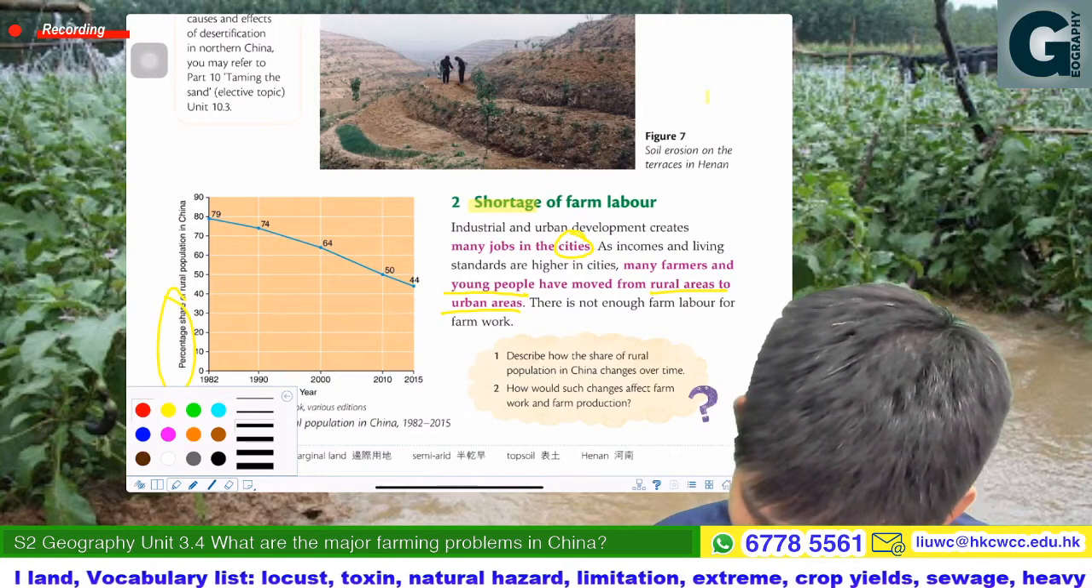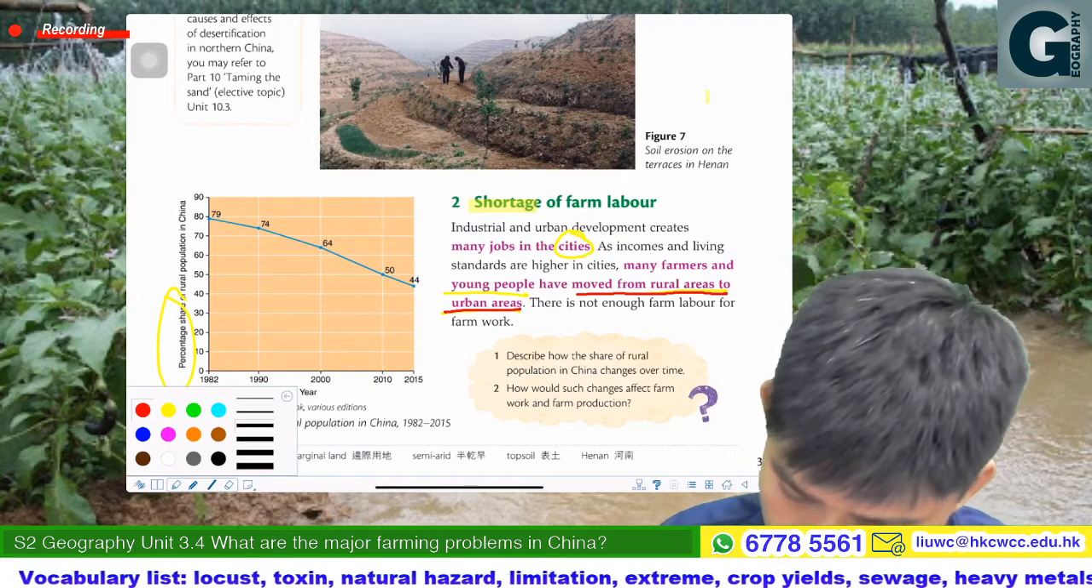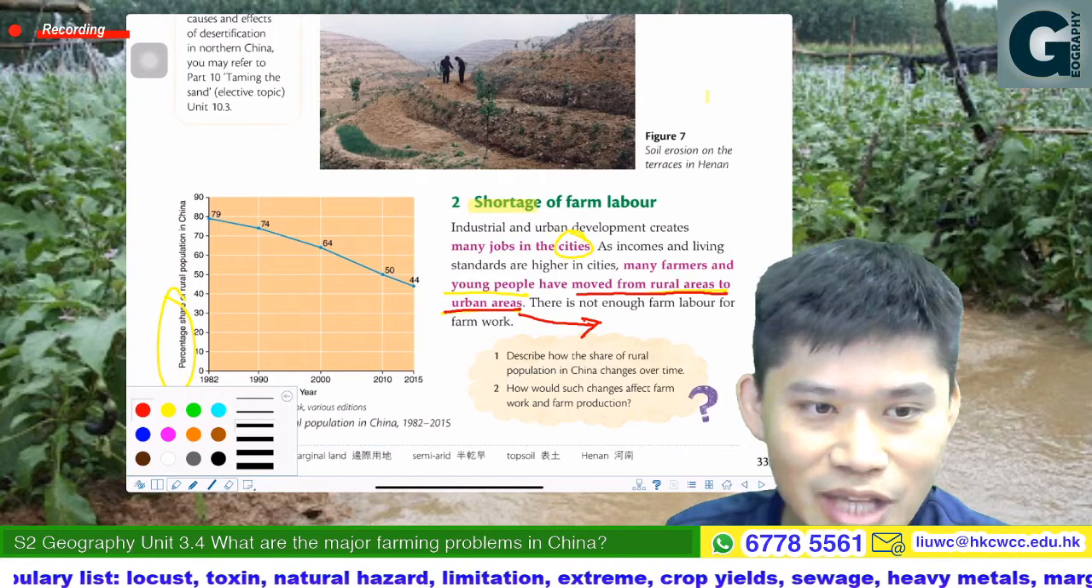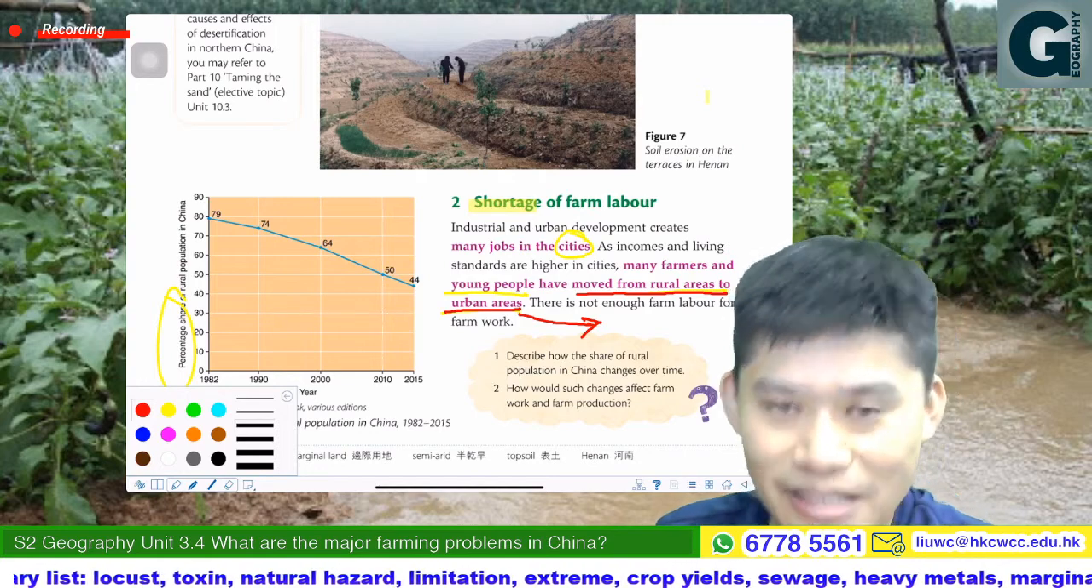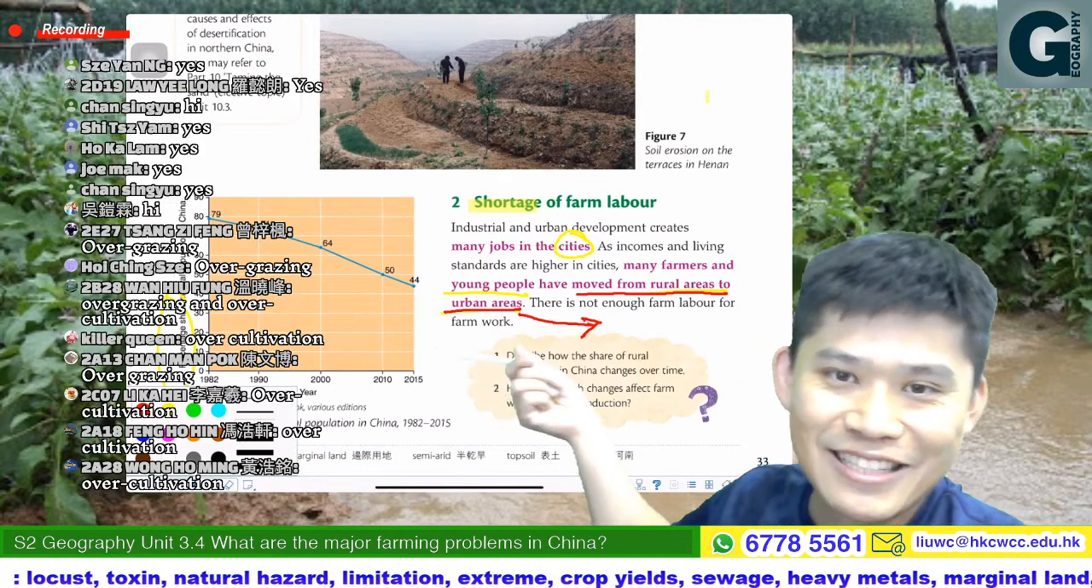Question again. When we talk about people move from rural area to urban area, which geography concept is implied? Okay, can you type your answer again?